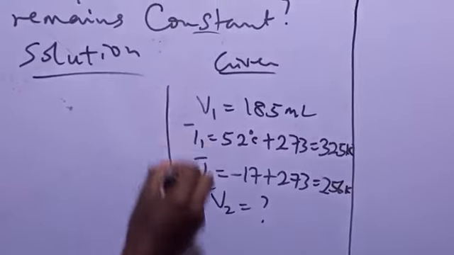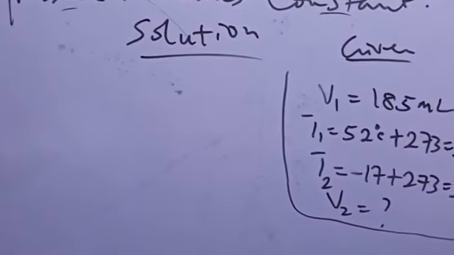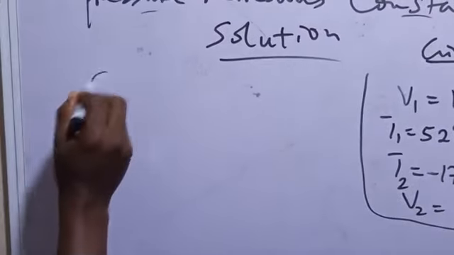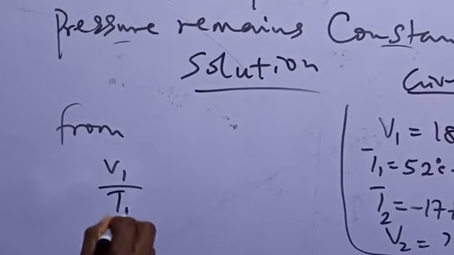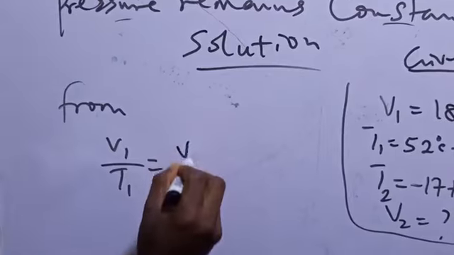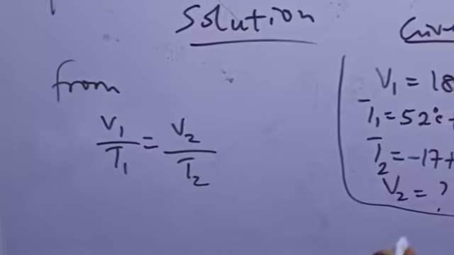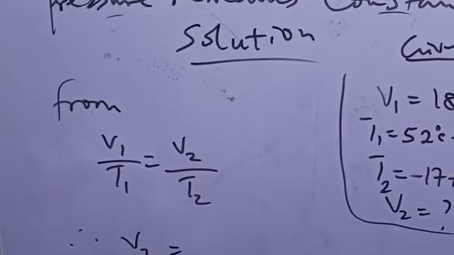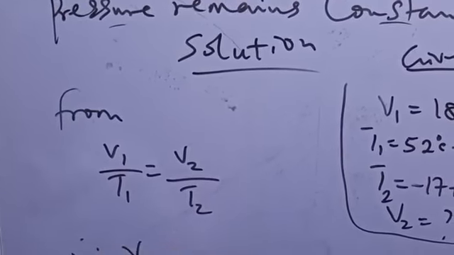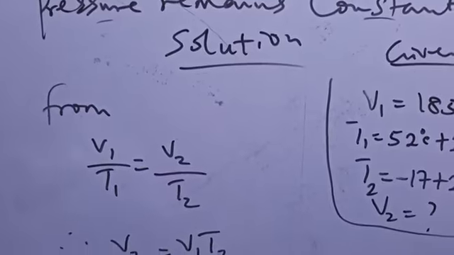Now, there is a formula for solving problems on Charles law. We have V1 over T1 equal to V2 over T2. We are asked to look for the volume, that's V2. Therefore, V2 will be equal to, by multiplying, V1 multiplied by T2 over T1.